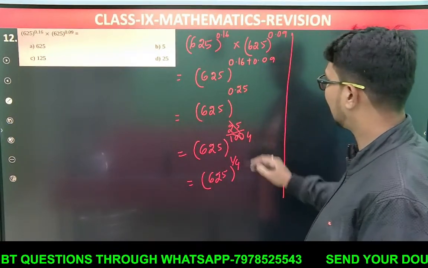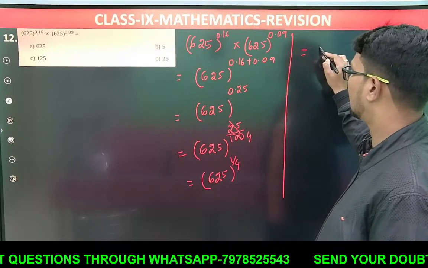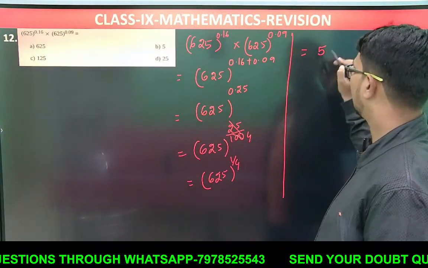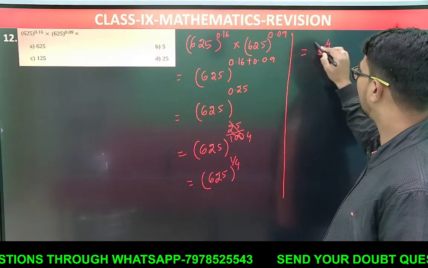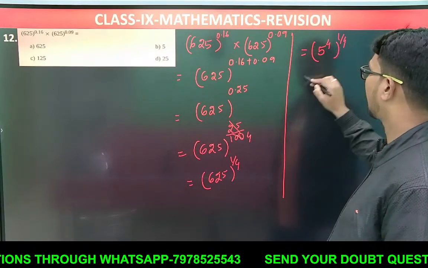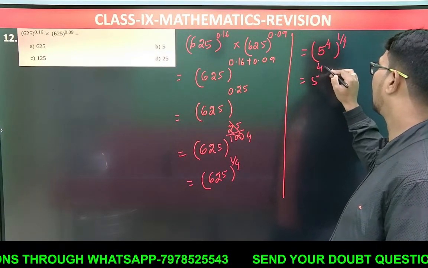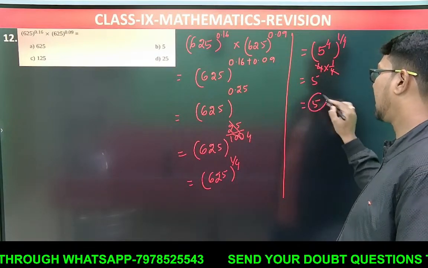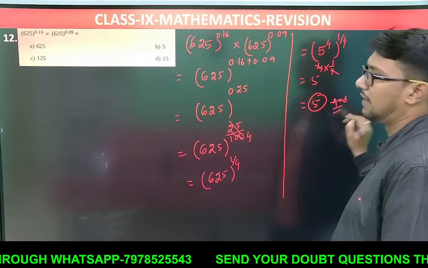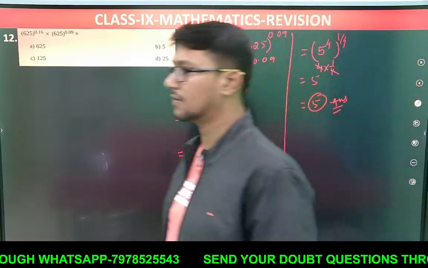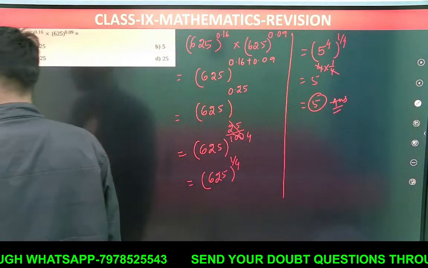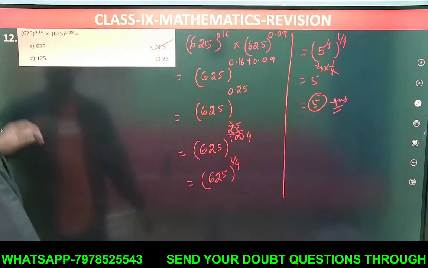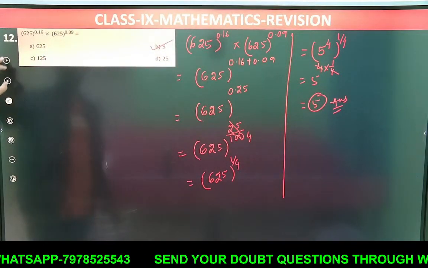Fourth root, meaning I can write the fourth root of 625, which equals how much? 5 to the power 4 whole to the power 1 by 4. So now 5 to the power 4 into 1 by 4. The 4s cancel, so the answer is 5. I hope it is clear. So the answer is 5. Let us move to the next question.